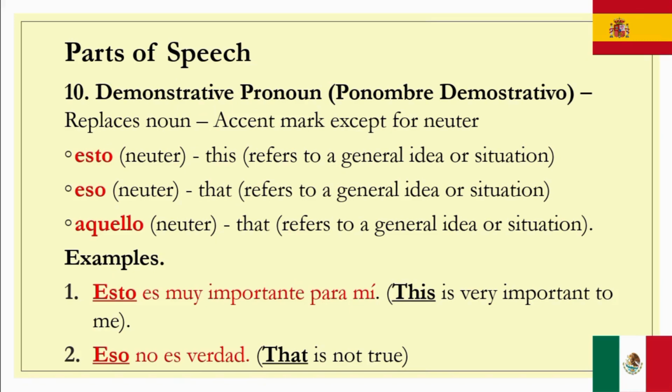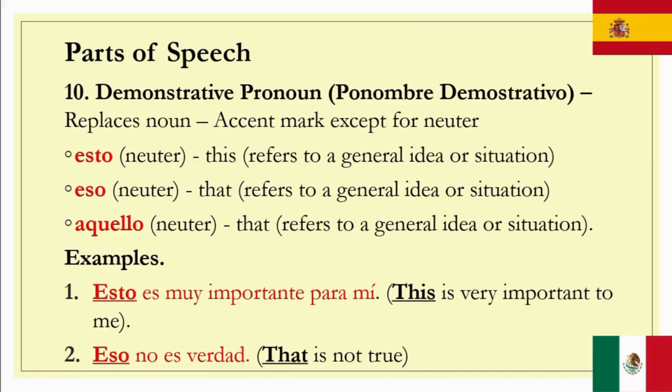Por ejemplo, this is very important to me. Here in the sentence, it is not stated what kind of thing or idea this is. So we use esto as a neuter demonstrative word. Esto es muy importante para mí.